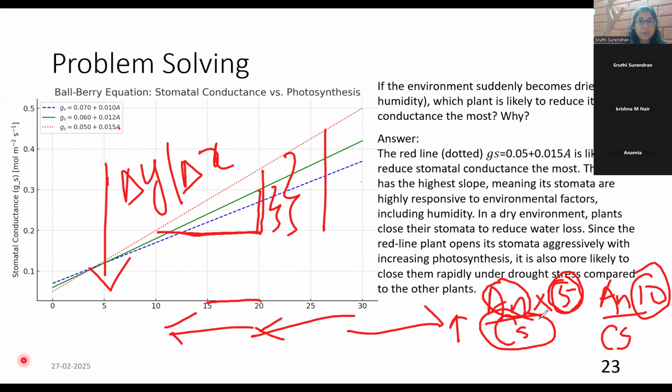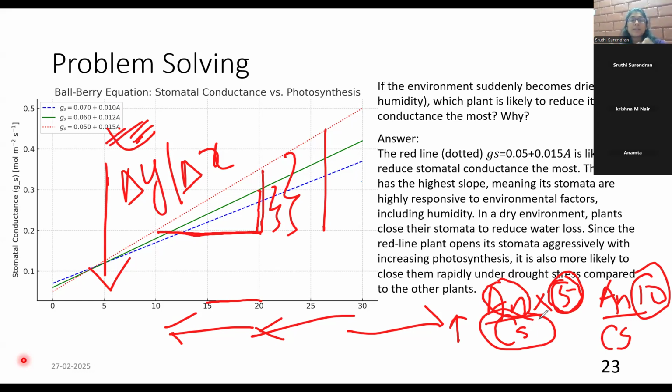So if the relative humidity is going to decrease, stomatal conductance is going to decrease very fast for the line with the highest slope. If the photosynthesis is going to decrease, stomatal conductance is going to decrease at a higher pace for the one with the higher slope. If carbon dioxide concentration is going to increase, stomatal conductance is going to decrease at a higher pace for the one with the higher slope.